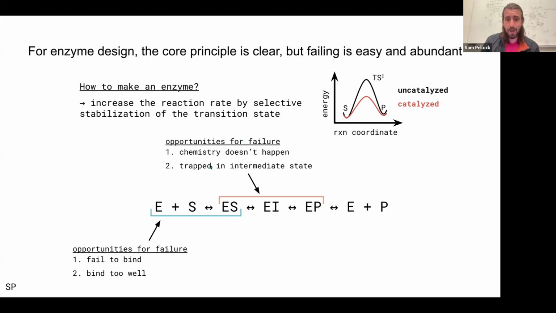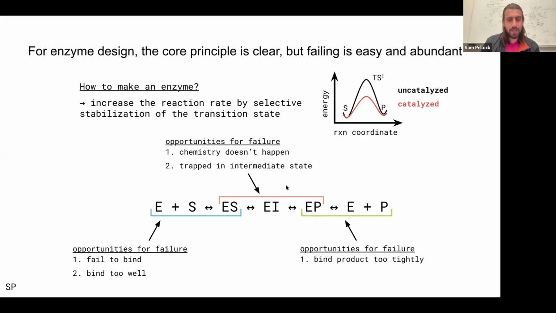The chemistry may just not happen. Your catalytic residues may not be positioned correctly, or you might just get trapped in an intermediate state. Some of these intermediates are pretty stable, or there can be a conformational change that happens once you form an intermediate that prevents the chemistry from happening. And lastly in our list of failing possibilities, you could bind the product too tightly. So even if you are catalyzing the chemistry and stabilizing the transition state, maybe you bind the product with picomolar affinity and the reaction doesn't happen.